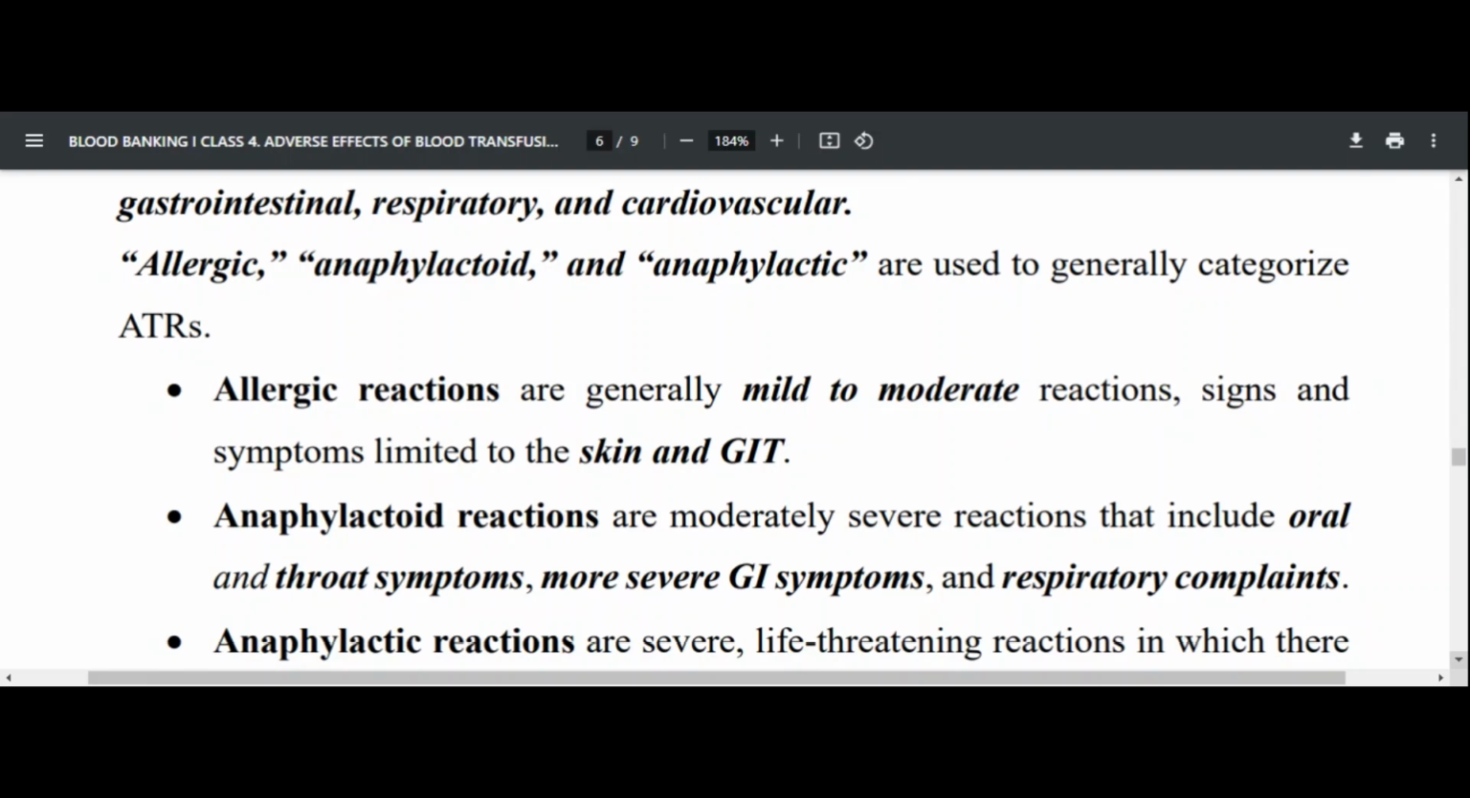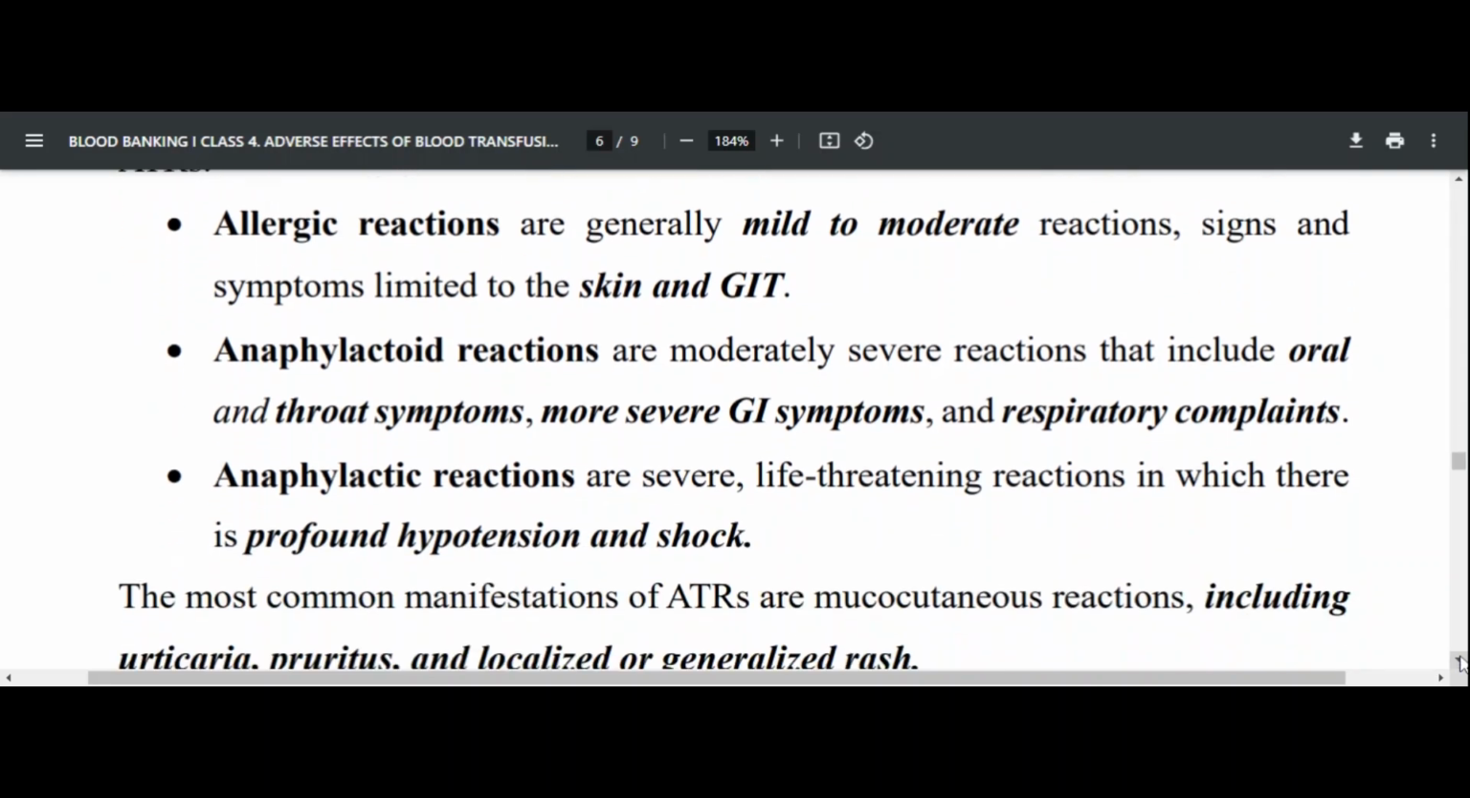Urticaria, dermatitis. That one is one of the symptoms on the skin. And GI tract, gastrointestinal disturbance. That's also another allergic reaction. It's just moderate or mild. So the second type of reaction that happens here is anaphylactoid reaction, which is normally a moderately severe reaction.